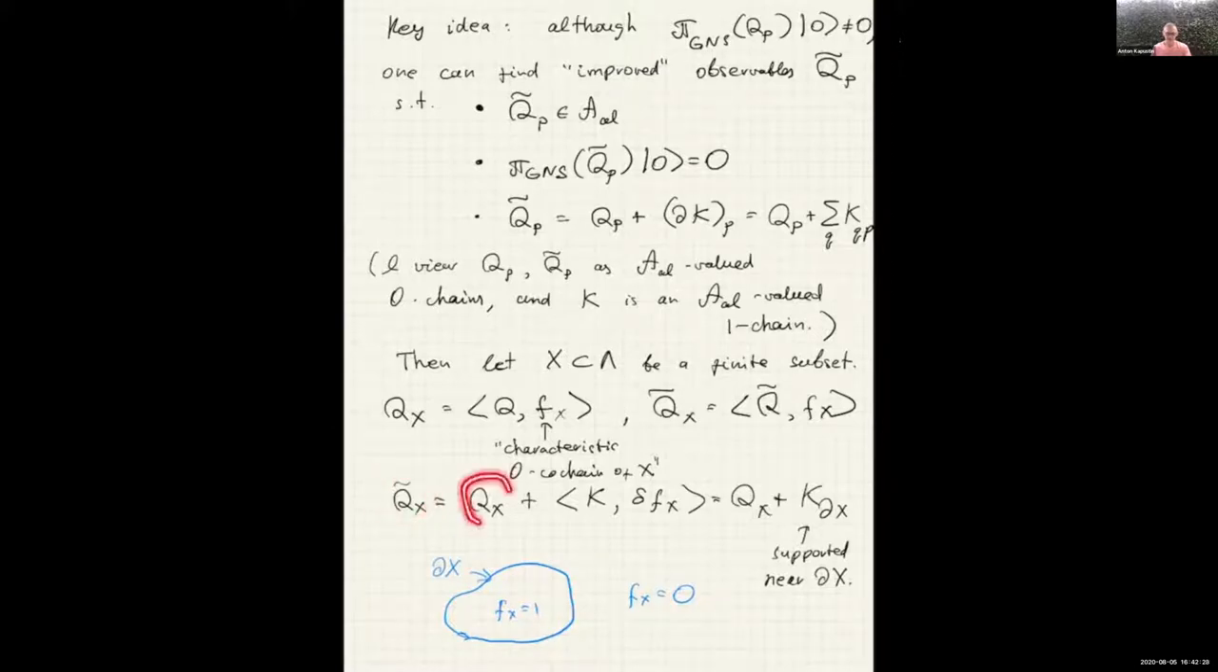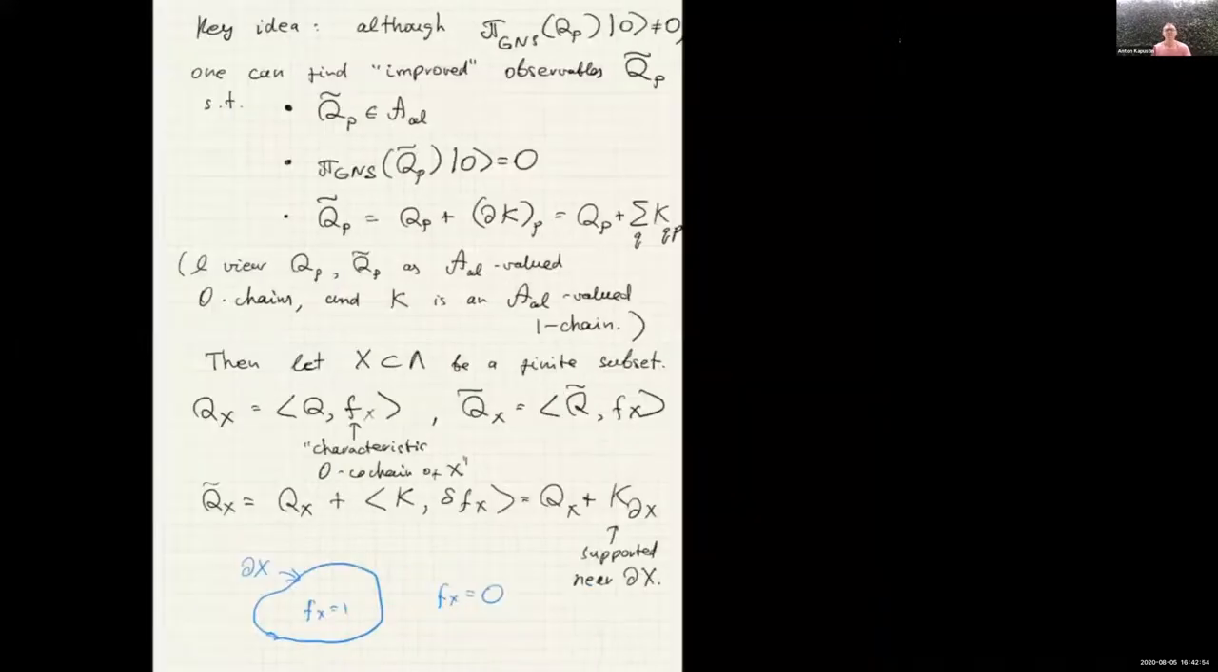And if you ask what's the relation between this improved charge on subset X and the old one, well, if you do some integration by parts, you'll see that they differ by something which lives on the boundary of X. So contraction of K with this delta F of X concentrates everything on the boundary of X. So the improved charges differ only by terms which are concentrated on the boundary of the subset X.